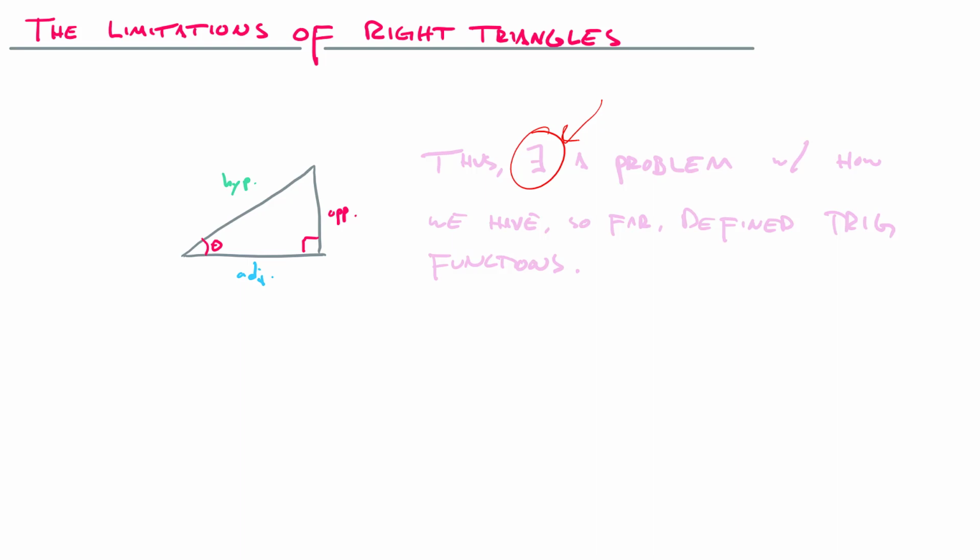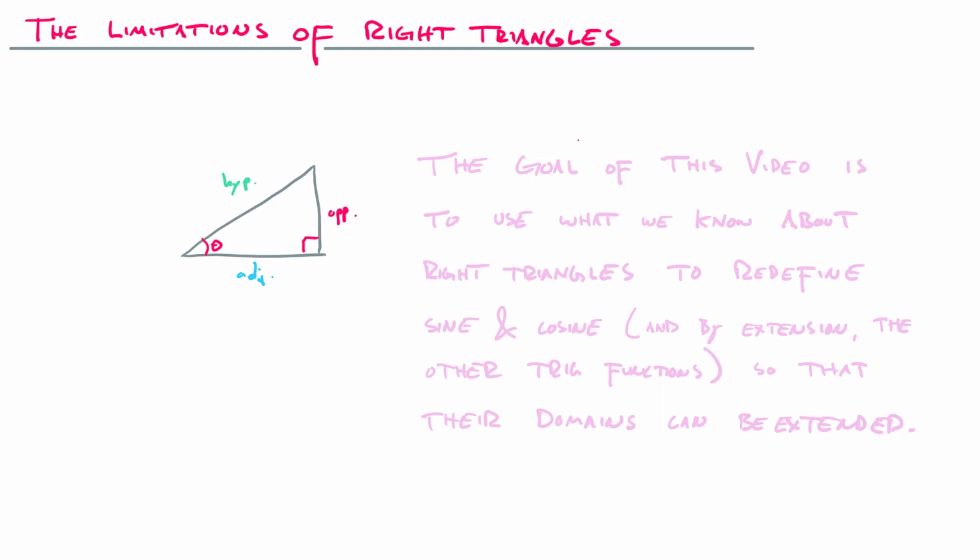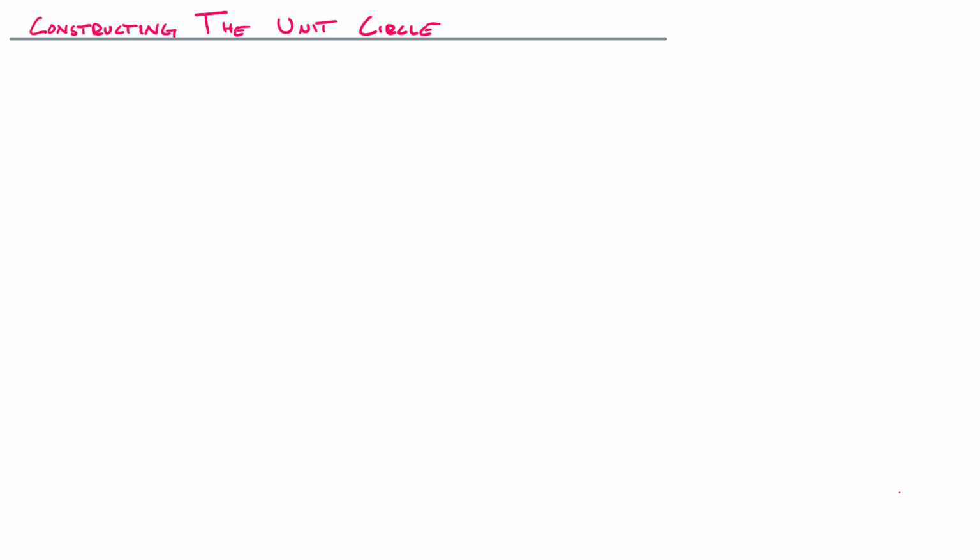There exists a problem with how we've defined the trig functions so far, right? As just hypotenuse over opposite, or opposite over adjacent, or adjacent over hypotenuse, or whatever it is that we're defining. So to state it very clearly, the goal of this video is to use what we know about right triangles to redefine sine and cosine, and by extension, the other trig functions, right? So like, this is going to be true for cosecant and secant and tangent and cotangent, so that the domains can be extended. We want to be able to plug anything we want, right, into at least sine and cosine for now. And that's why we need to learn about the unit circle.